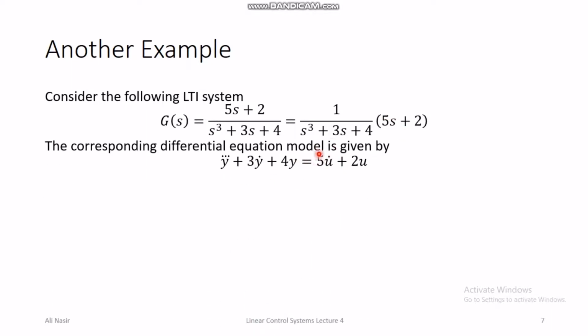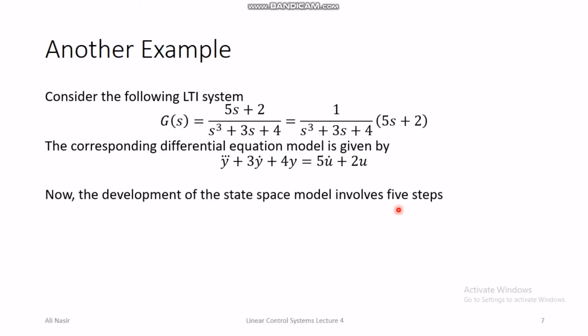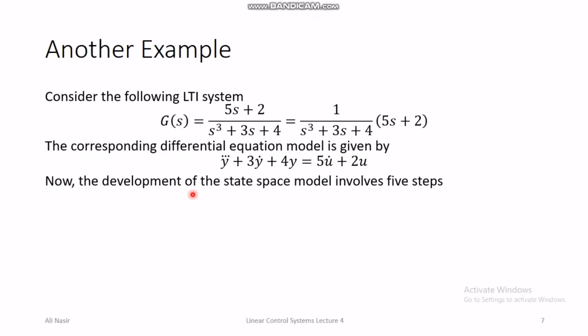So remember that there is no u dot allowed in the state space model. So we have to be careful here while converting this into the state space. The method that we learned in the previous example will be applied here, but not in a very straightforward way. If we were to develop the state space model, then this will involve 5 steps instead of 3 steps.